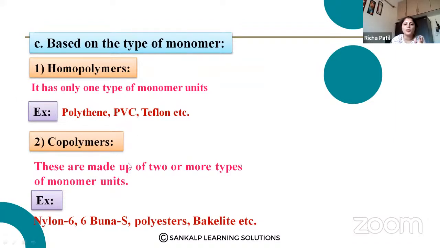Then next is copolymer. These are made up of two or more types of monomer units. If the polymer is made up of two or more types of monomer unit, then it is said to be a copolymer. Examples are nylon 6, Buna S, polyesters, Bakelite, etc. These are examples of copolymers.